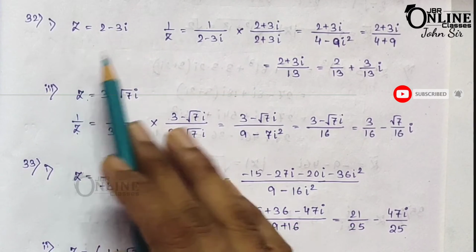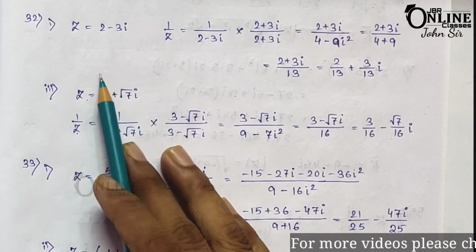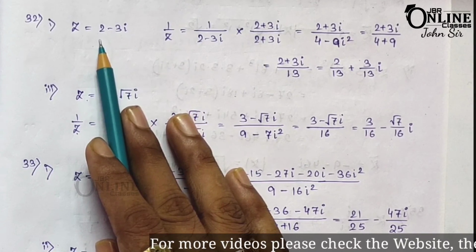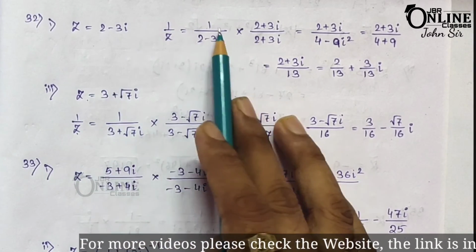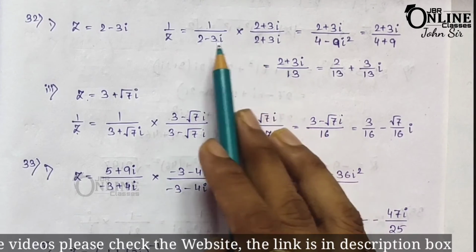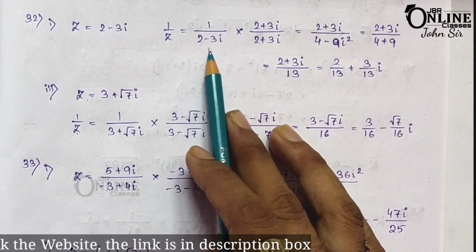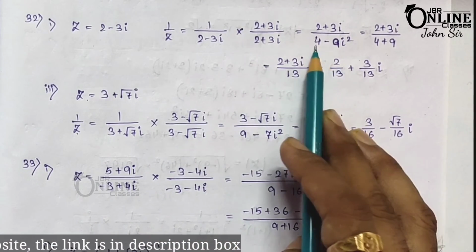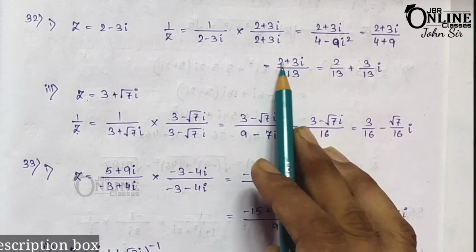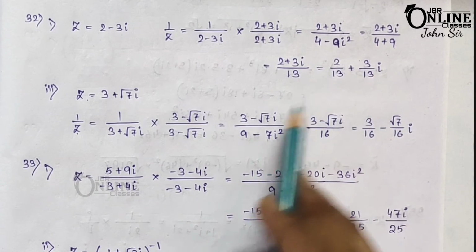So here in sum number 32, you have to find out the multiplicative inverse of each of the following. You know that if this one equals z, then the multiplicative inverse will be 1 by z. So here 1 by z equals 1 by 2 minus 3i. Now you have to multiply this with 2 plus 3i, that means the conjugate of this one. So now it will be 2 plus 3i, and the lower one will be the a square minus b square formula. So 4 minus 9i square, as i square equals minus 1, so 4 plus 9. So it will be 2 plus 3i by 13, then 2 by 13 plus 3 by 13i is your answer.